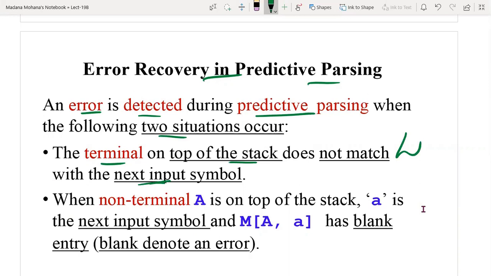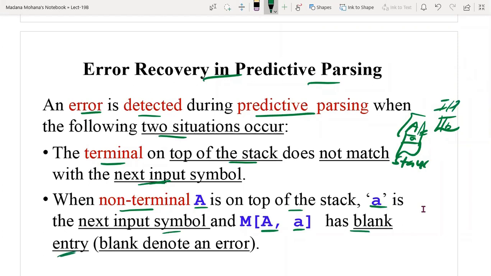So here, you can take this as the stack, and this as the input. Now the terminal on top of the stack is not matching the input symbol. Here you can see both are not equal. In this case, an error occurred. Then the second case: when a non-terminal A is on top of the stack, and small a is the next input symbol in the input buffer, then the entry M[A, a] is a blank entry.